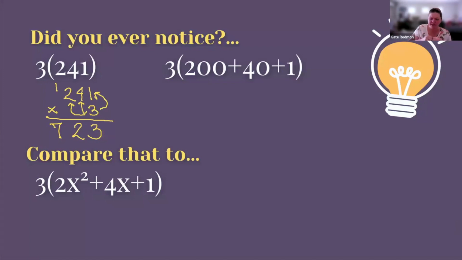Now, sometimes you'll see on some math worksheets them asking you to do things like this, where instead of using the traditional process, they want you to look at 241 not as a single number, but as 3 numbers, 200 and 40 and 1. That's what this says.